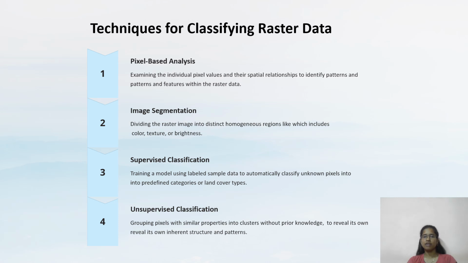In image segmentation, we divide the raster image into distinct homogeneous regions or objects based on their similarities like color, texture, or brightness. And the next is supervised classification, by training a model using labeled sample data to automatically classify unknown pixels into predefined categories. Unsupervised classification means grouping pixels with similar properties into clusters without prior knowledge. It also allows the data to reveal its own inherent structure and patterns.